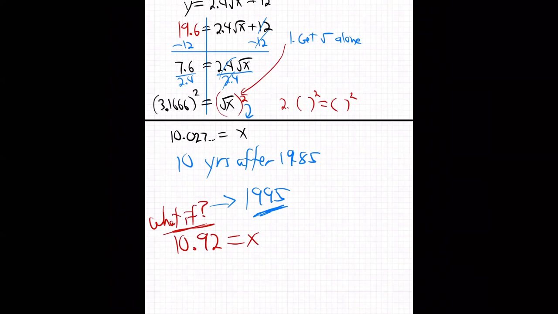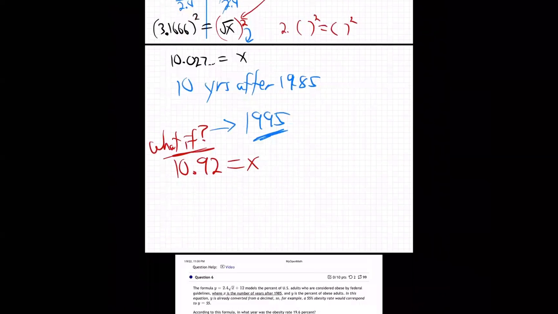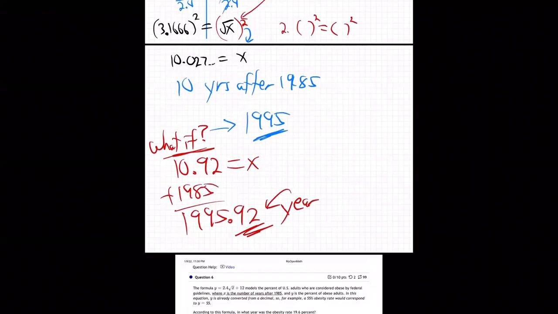Would I round that to 11? No, actually, I wouldn't. If you add the year again, add 1985, then that would be 1995.92. That would be the year. Now, what does that mean? That means near the end of the year 1995. The 0.92 means most of the way through, right? If I said 92% of the class got an A, that'd be great. That's almost the whole class. It's almost everybody, right? So think about that. That's the 1995 year near the end.